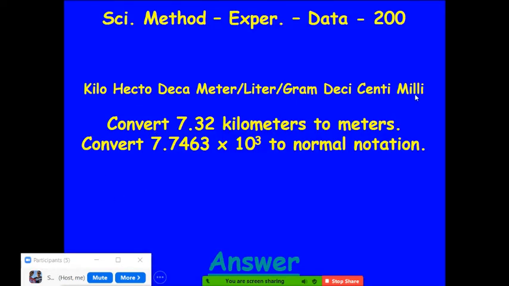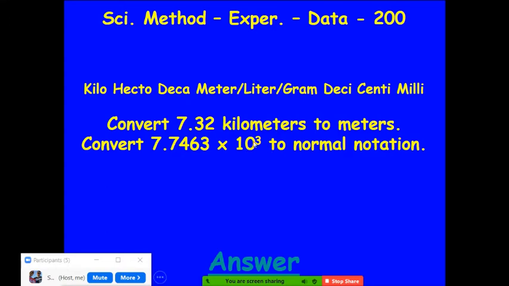Here is the grid. Okay, these are the base units, and these are the prefixes. Convert this to meters and convert this to normal notation. Give you guys a couple minutes to work on that one. So remember, you move the decimal the same direction as the prefix. So we got kilo, which is way over here. Meters is right here in the middle. So you're moving the decimal to the right, and you just got to figure out how many spaces to the right you need to move it.